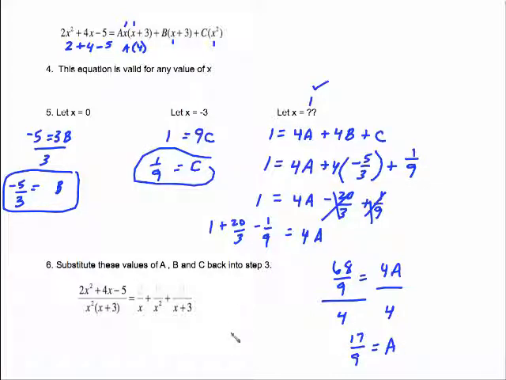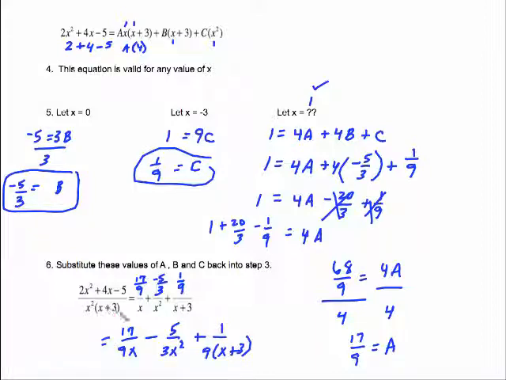So there's our values for a, b, and c. A is 17/9, and be sure you put it in the right place. A was 17/9. B is negative 5/3, and C is 1/9. But we need to clean this up so that the 17 stays on the top, 9 goes to the bottom. Minus 5 over 3x squared plus 1 over 9 times the quantity x plus 3. And that is the partial fraction decomposition for that problem.